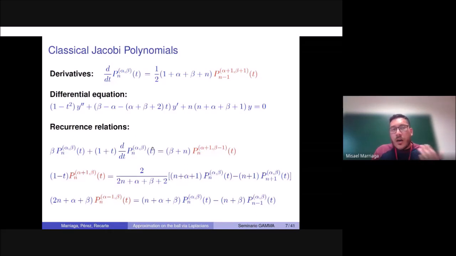And then there are other recurrence relations which basically link one family with parameters alpha and beta with families with different parameters. Here in red you can see the families that have different parameters. I'm going through these very fast because I'm assuming that everybody is familiar with this, but these are some of the properties that have been used throughout the work.